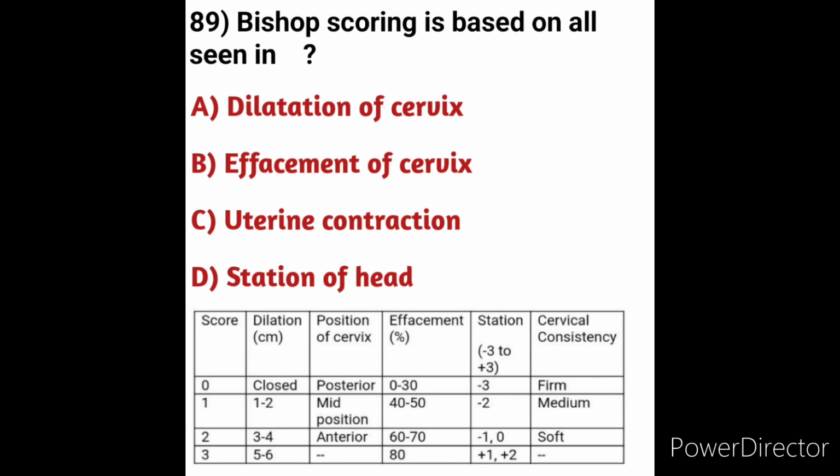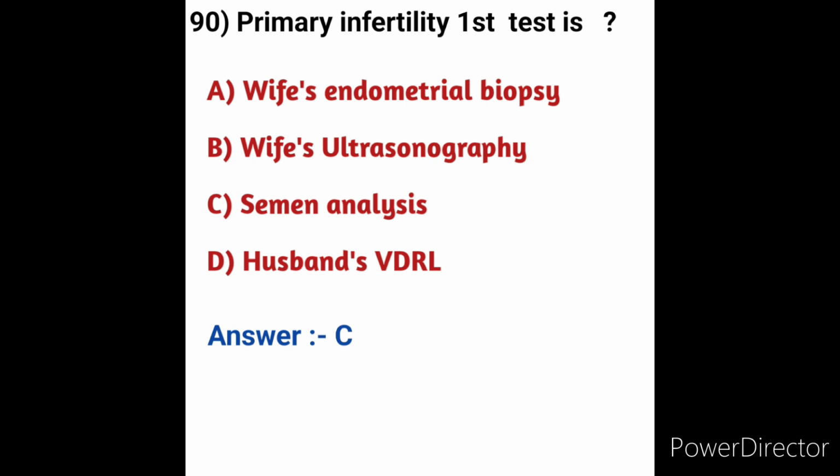Next we will see question number 90. Primary infertility first test. The primary infertility first test is from the following options. Option A, wife's endometrial biopsy. Option B, wife's ultrasonography. Option C, semen analysis. And option D, husband's VDRL. Here the sperm viability testing is used to determine non-motile sperm, or alive or dead sperm, to determine the sperm production and count, and any abnormal sperm functions.